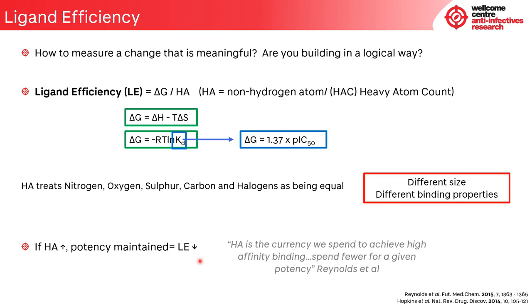And this saying by Reynolds says that your heavy atom count is actually the currency, and you want to have the best value for your money. So spend less to achieve more.